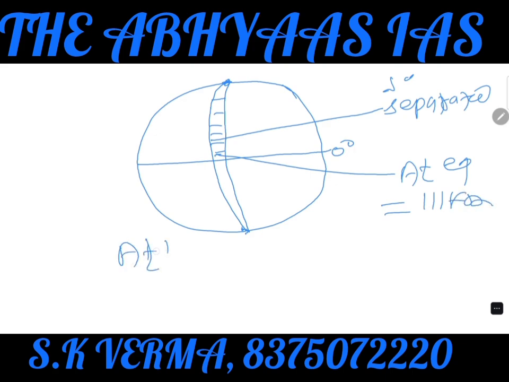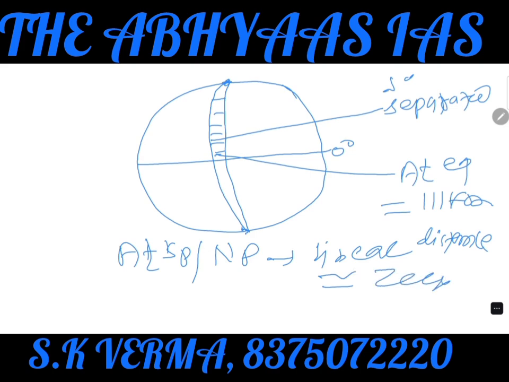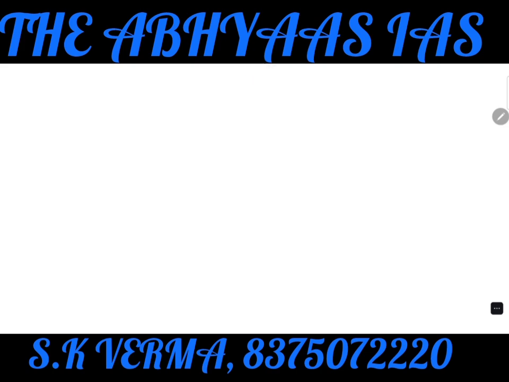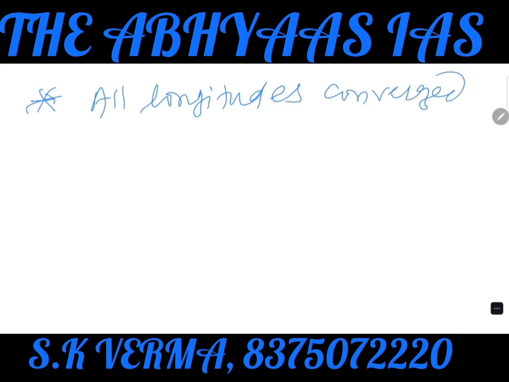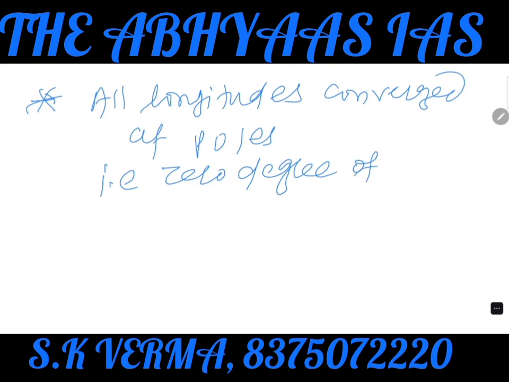I have already taught you that at South Pole and North Pole, linear distance is 0. Now question stands, how it is 0? As you know that all longitudes converged at poles, that is 0 degree of separation.